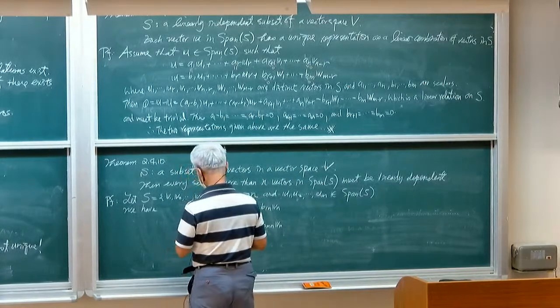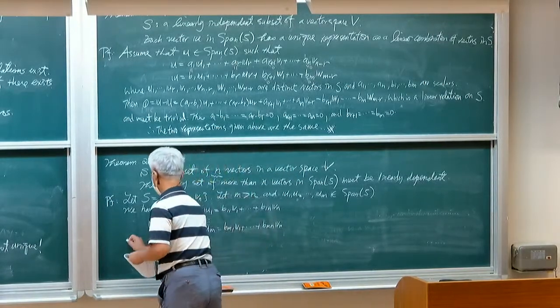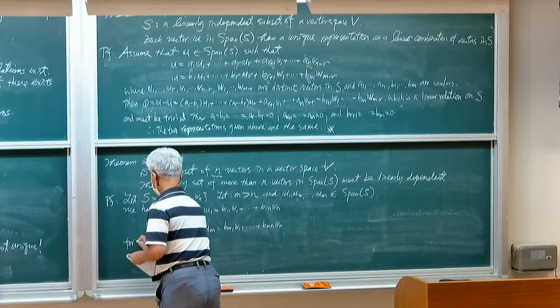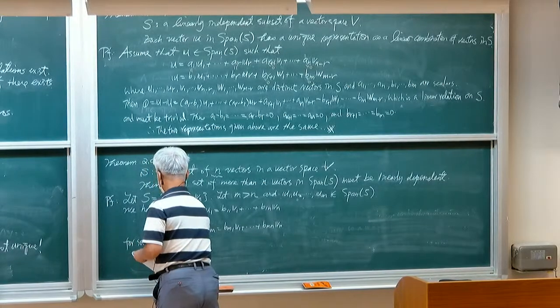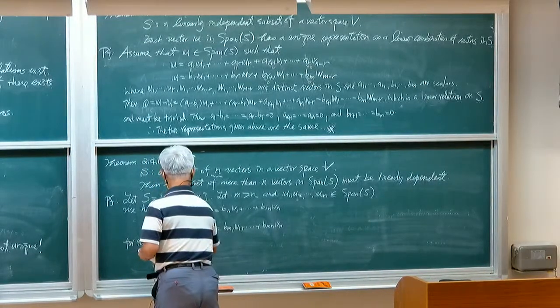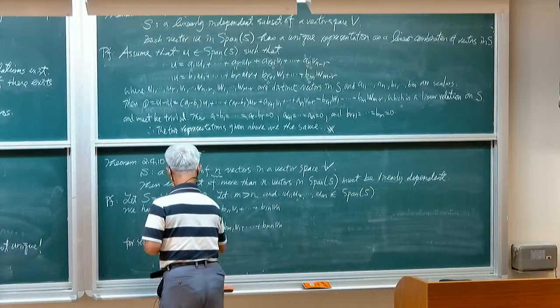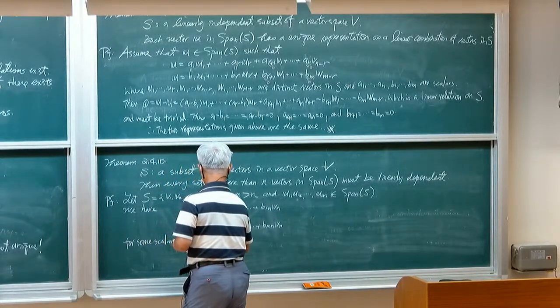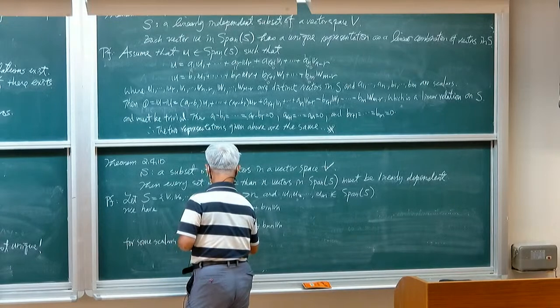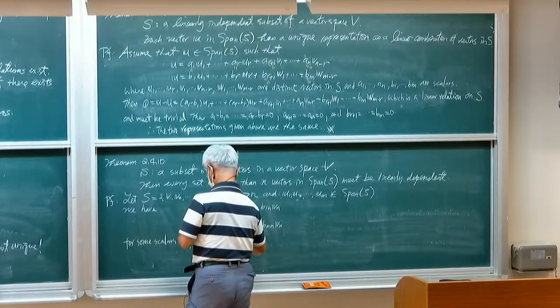Okay, and here, for some scalars B_ij, i is from 1 to m, and j is 1 to n.